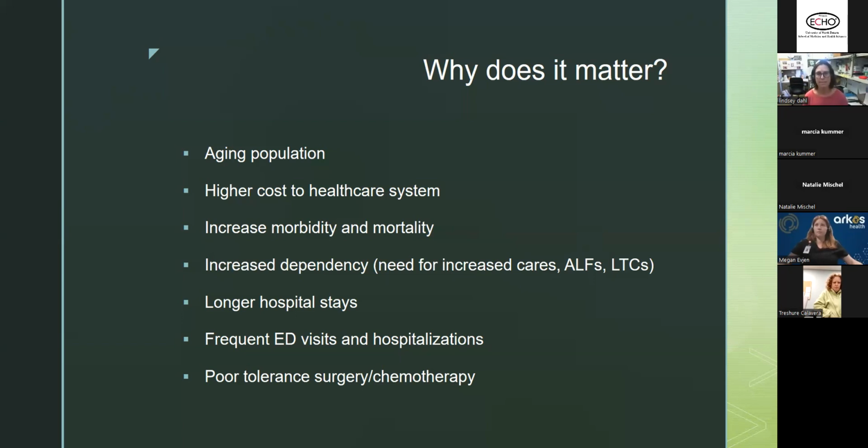And again, poor tolerance to surgeries or chemotherapies and other treatments. And that's where a lot of the research is right now in frailty. One of the big ones is in oncology, surgery, and TAVRs, right? They've done several studies on pre-op frailty screens and how those people do, and the people who score frail preoperatively do poorer with those kinds of surgeries.